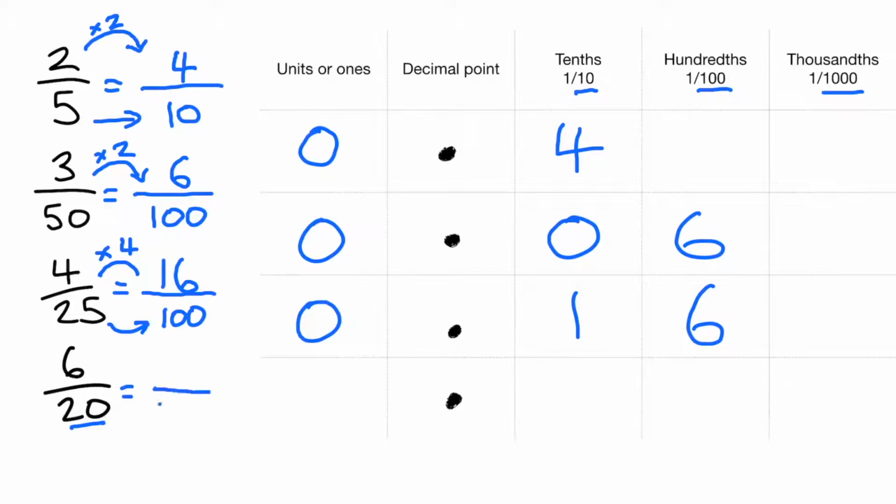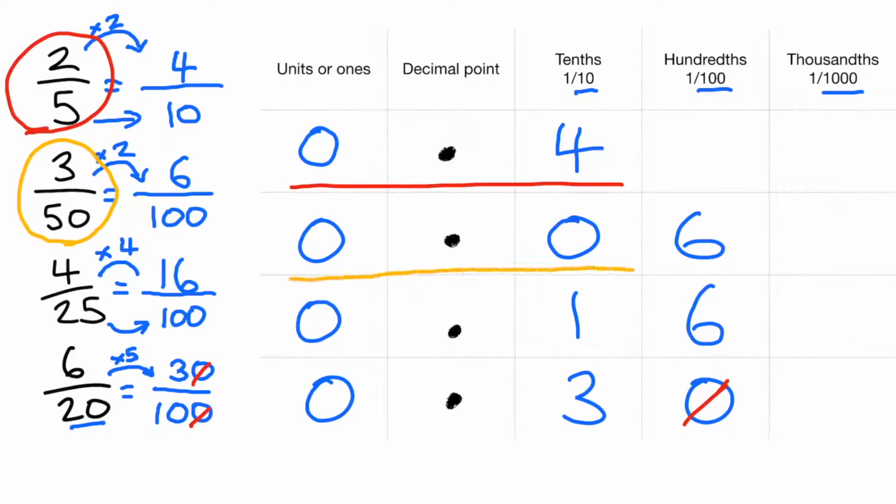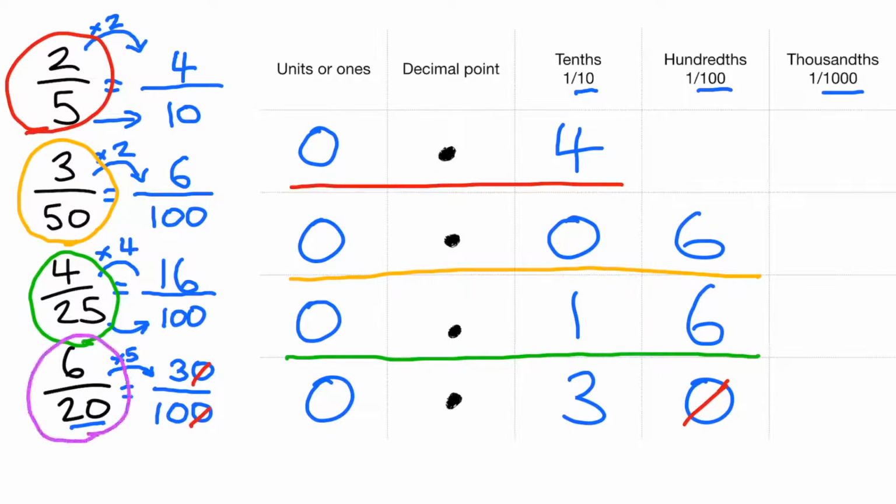6 over 20, well again, that denominator we can multiply by 5, so therefore the top we can multiply by 5. So we've got 30 out of 100. There you can see in the table 0.30 or 0.3. So in this sense you can see 2 over 5 is 0.4. 3 over 50 is 0.06. 4 out of 25, that's 0.16. 6 out of 20, well that's 0.3.